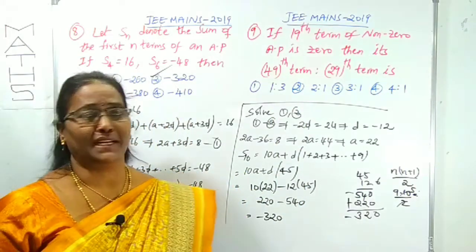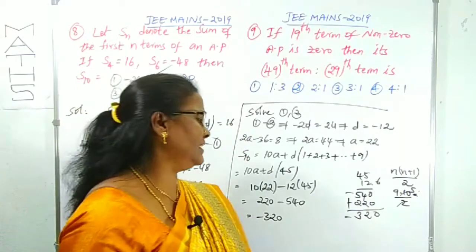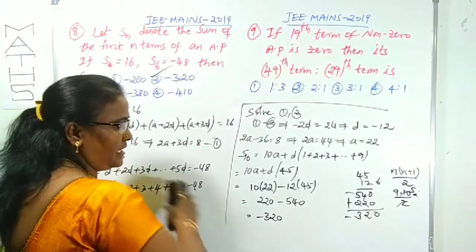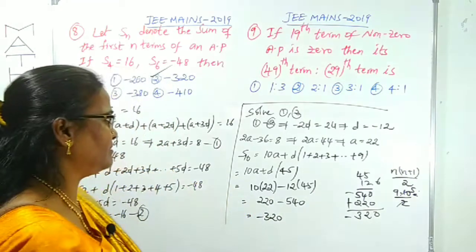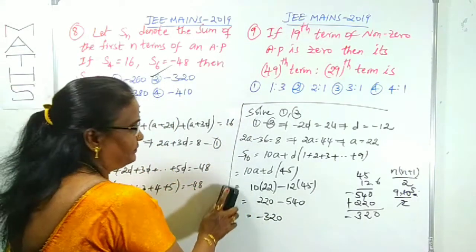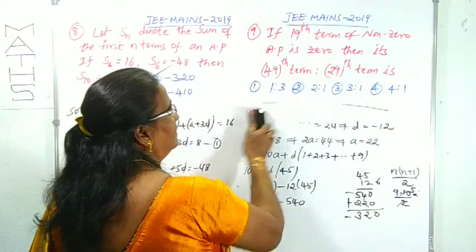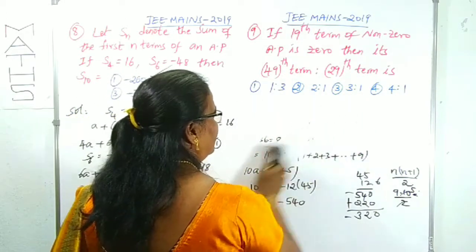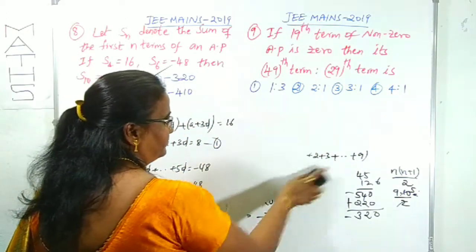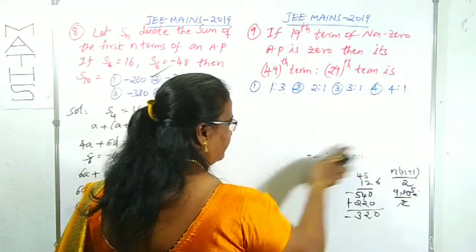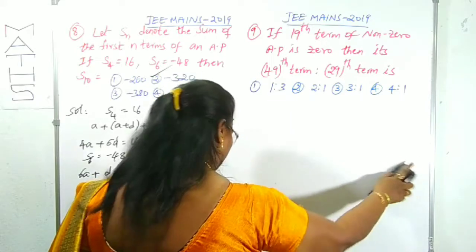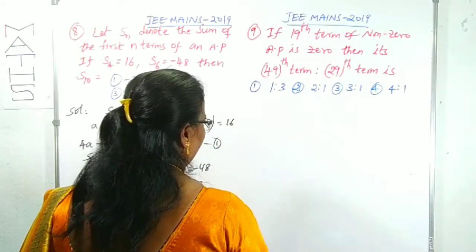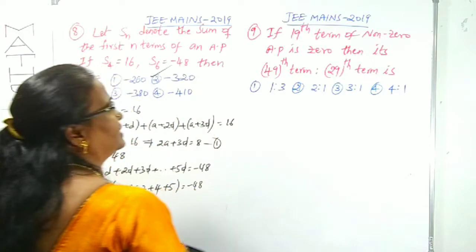Now come to question number 9, which is given in January. Very simple question this is. Here this is also very simple, but 2 more steps extra for the calculation part. Clear? You can come to question number 9.